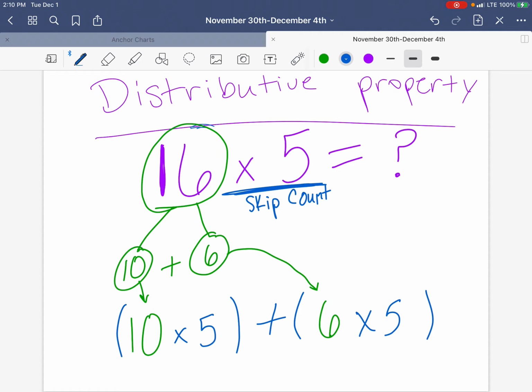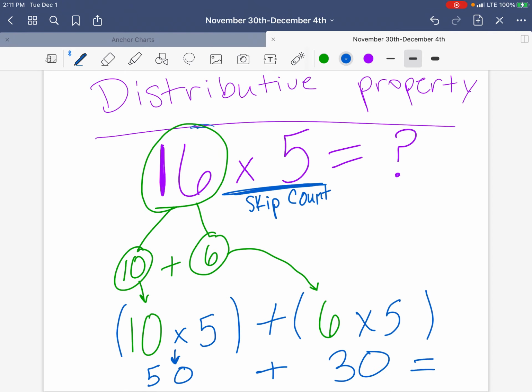All right, so let's skip count 5s 10 times. Ready? Count with me. 5, 10, 15, 20, 25, 30, 35, 40, 45, 50. So 10 times 5 is 50. And because I'm bringing down the plus sign, I'm going to add that to 6 times 5. Well, let's skip count by 5s 6 times. 5, 10, 15, 20, 25, 30.